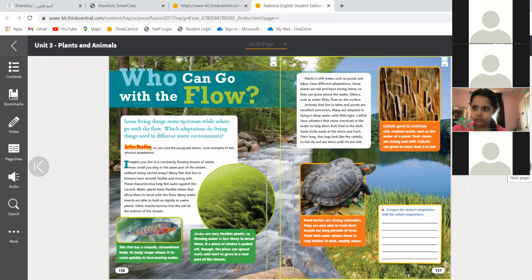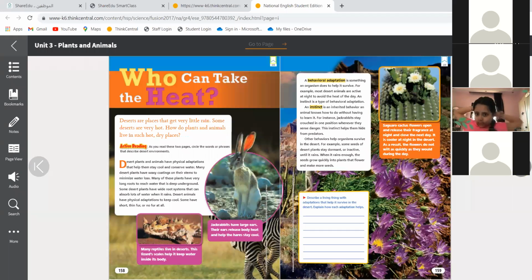So not only animals have adaptations to survive their environment, also plants, they have physical adaptation. And by physical, I mean body parts. Now, today I'm going to talk about a behavioral adaptation. What do I mean by a behavioral adaptation? From the word behavioral, I mean how an animal behaves. If an animal behaves in some certain way to survive in their environment, definitely it is a behavioral adaptation.